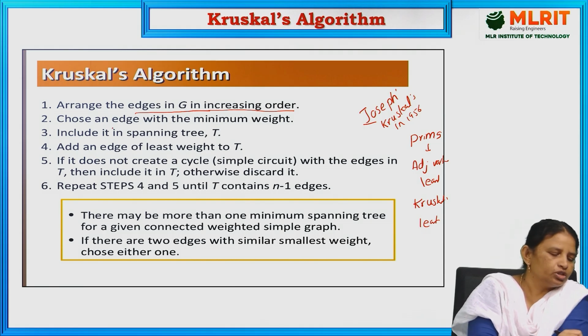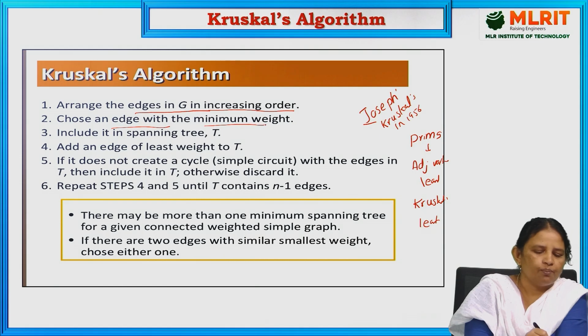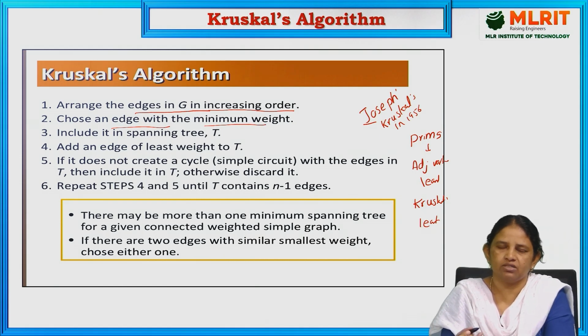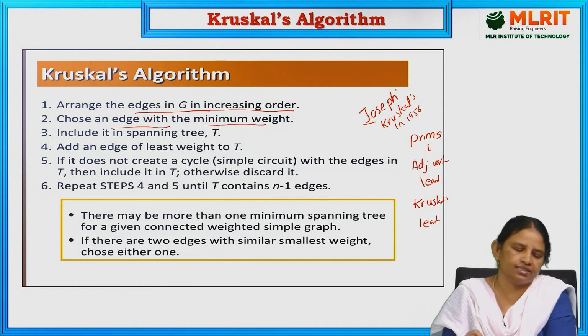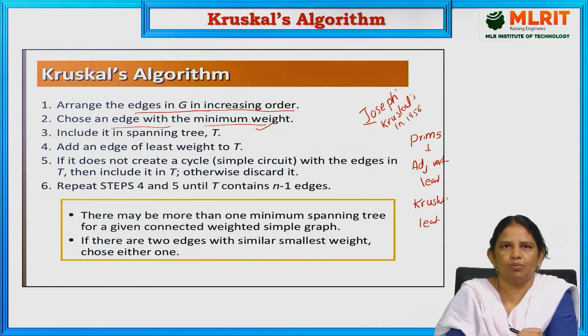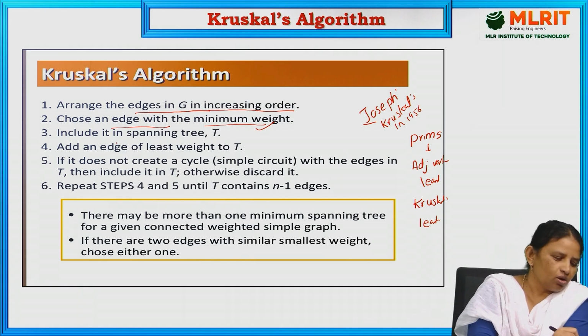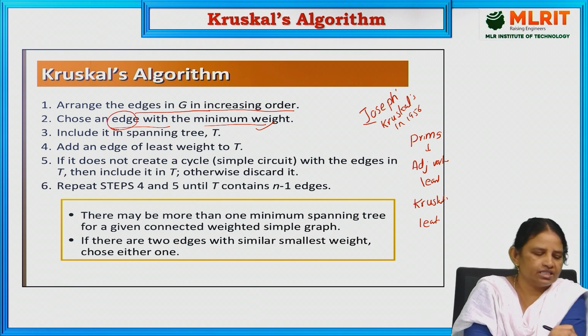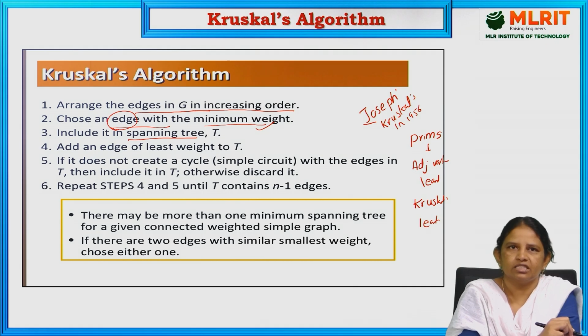Step 2. Choose an edge with the minimum weight. Among all the edges, we have to select an edge which has the least cost or minimum weight. That may be cost or weight, we can call it in any term. Whatever edge we select, that edge is included in the spanning tree.